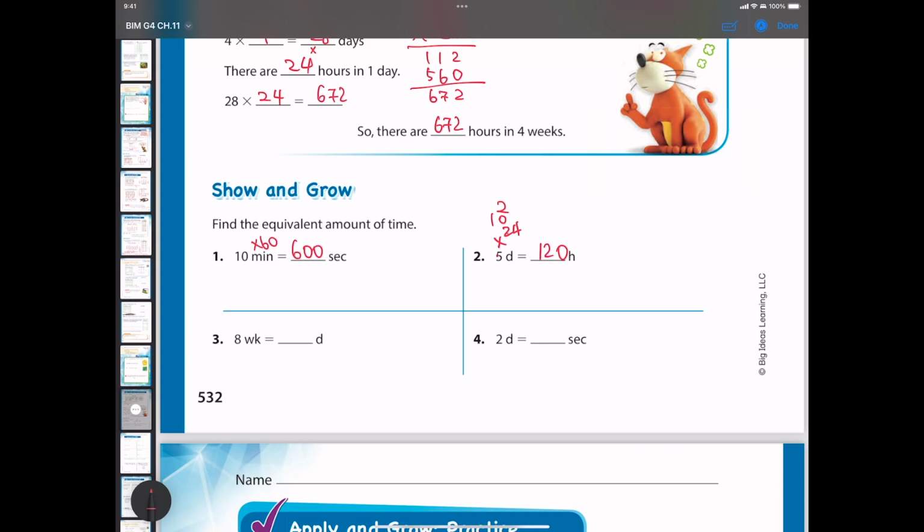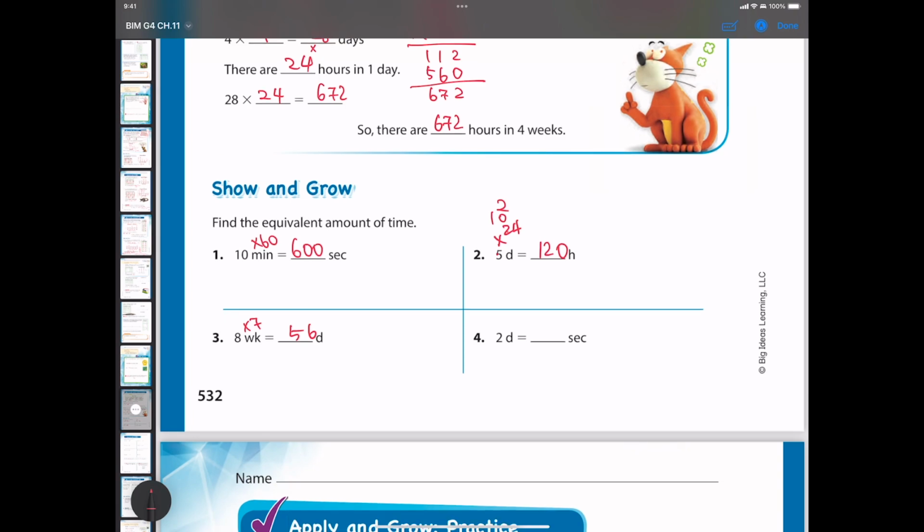Number 3, 8 weeks in days. How many days are in 1 week? 7. So 8 times 7 is 56. All right, number 4.